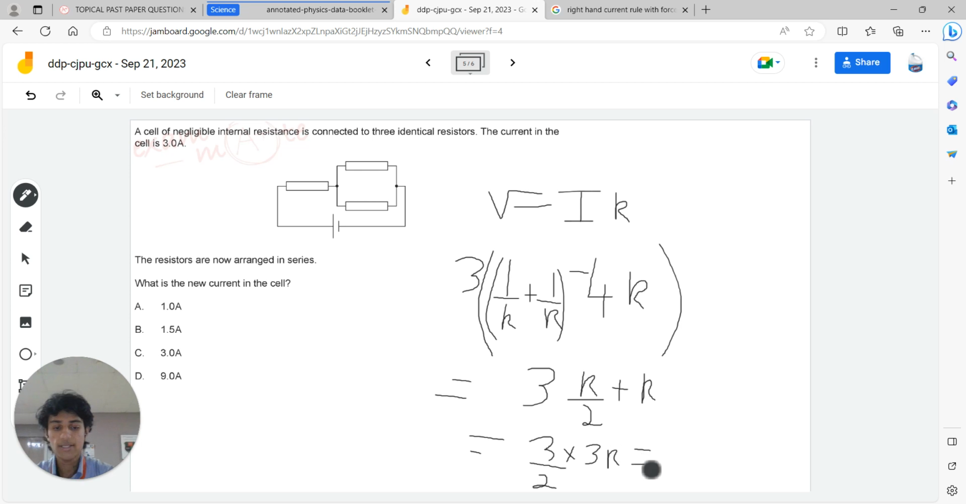That would be equal to, in the second case, the current, which we're trying to find, times the resistance. Since it's in series, it would be just 3 times the resistance, because you have both resistors here and then this resistor here. So now you can see we can cancel the R's, cancel this 3, cancel this 3. So now the current will be equal to 3 by 2, which is 1.5 amperes.